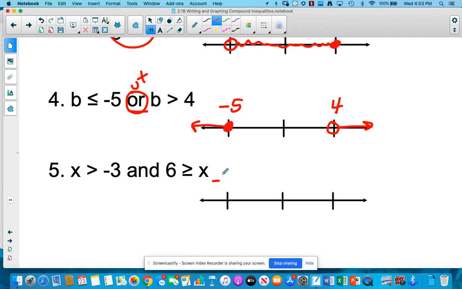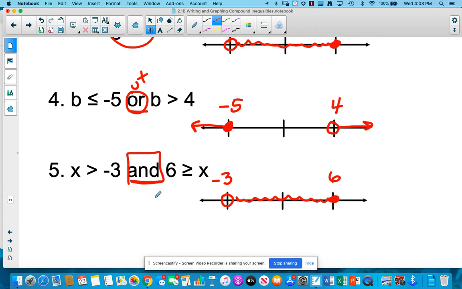All right, let's look at 5. We've got a -3 and we have a 6. At the 6, I have a closed circle. At the -3, I have an open circle. And it is an and statement. So that means it should be shaded in the middle. So let's check this out.